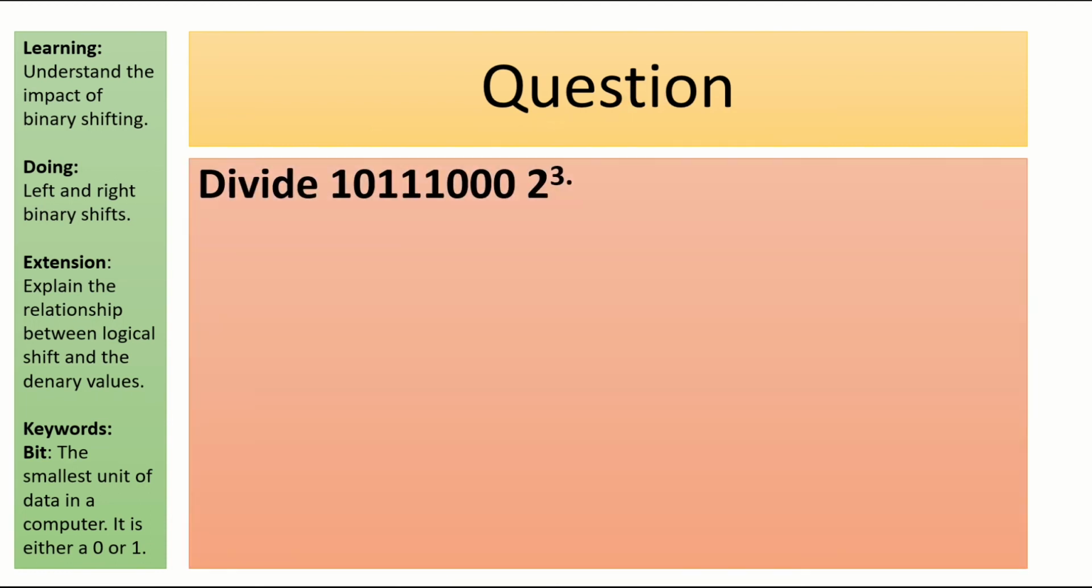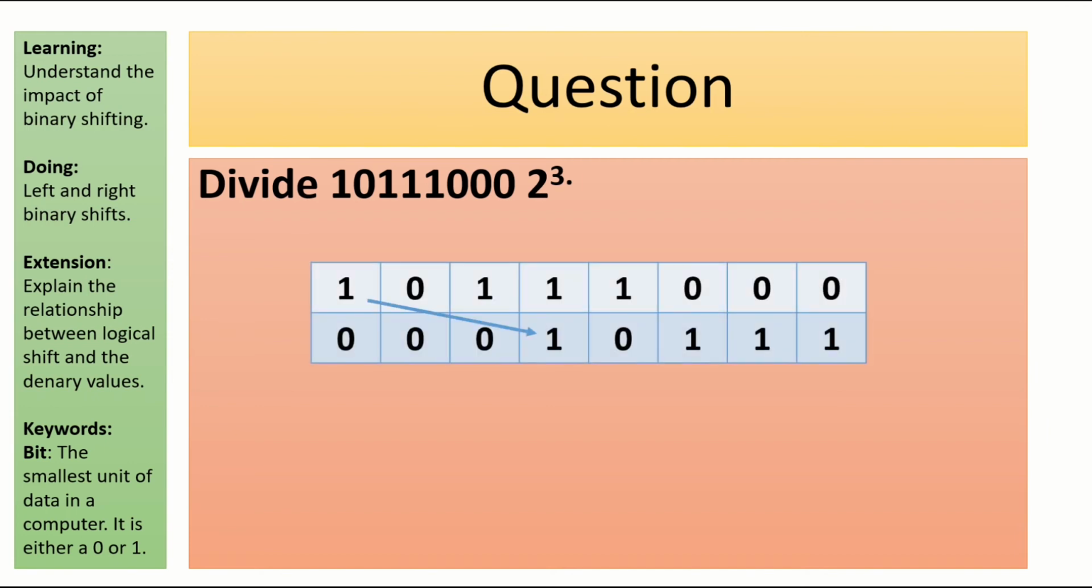So the next one is divide 10111000 by 2 to the power of 3. Okay, so it's asking us to shift the digits by 3 places down to the right. So here we go. So that's our first one. So 1, 2, 3 places, and the next one, and the next one, and next one. And then just remember here that we're infilling these with zeros where the spaces are left. So therefore our answer becomes 00010111.